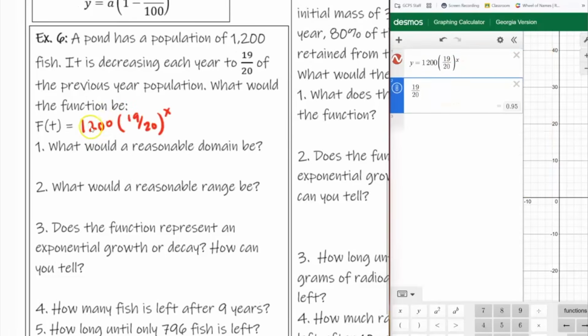So copying the function down, 1200 times 19 over 20 in parentheses. And again, I did make a mistake here. Please do not put x. It's a function in terms of t, time, so you do have to use t.